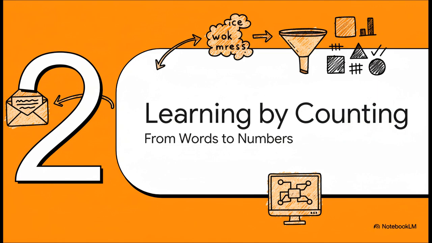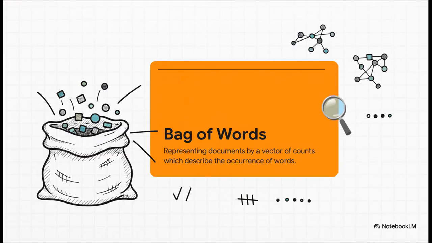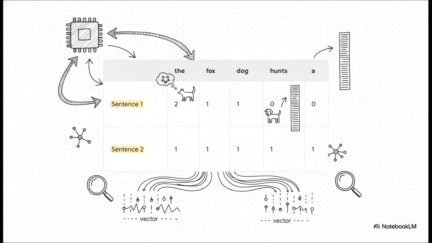Well, the very first step is to translate those words into the only language a computer really understands: numbers. The simplest way to do this is a model called bag of words. Literally, imagine taking all the words from an email, tossing them into a big bag, and then just counting how many times each word appears. Now, you lose all the grammar and sentence structure, sure, but what you gain is a simple numerical fingerprint of that message.